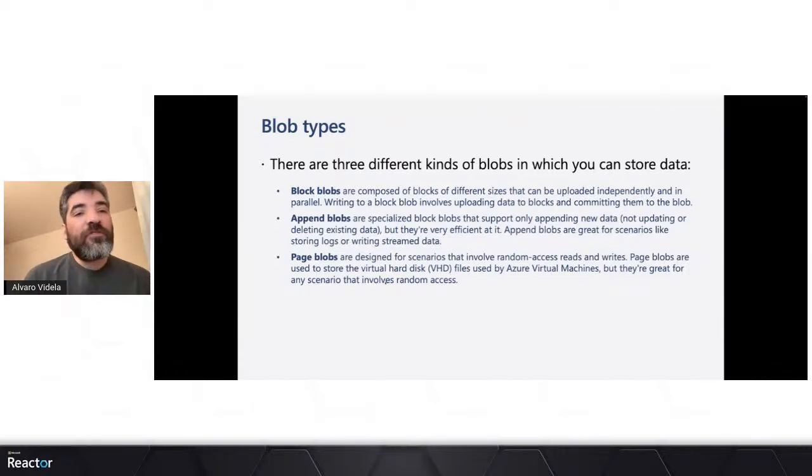Page blobs are designed for scenarios that involve random access, reads, and writes. Page blobs are used to store the virtual hard disk files used by virtual machines on Azure, but they are great for any scenario that involves random access. Here, what you need to take from these slides is that data, as we explained in the last session as well, has different access patterns, whether it's reading or writing access patterns. And depending on that is how you want to store the data.